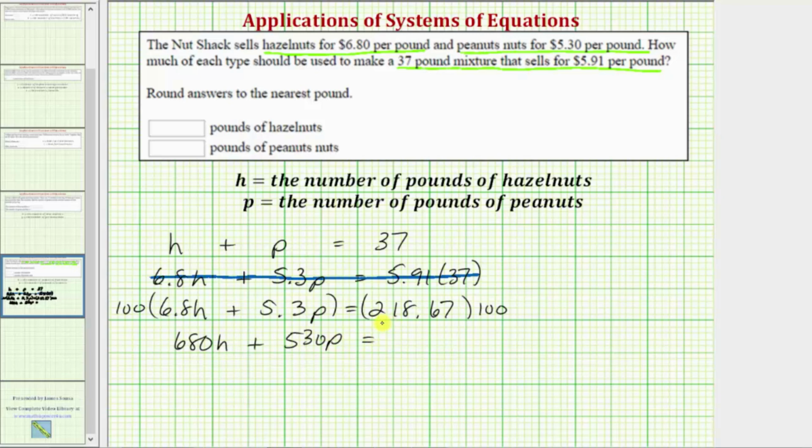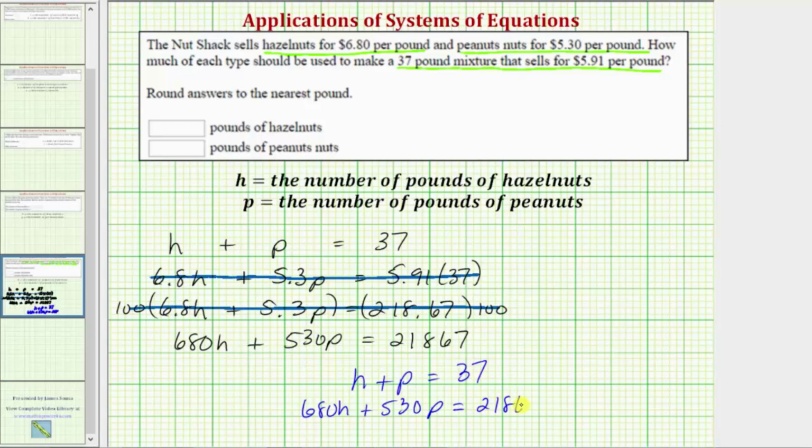On the right, 218.67 times 100 is 21,867. So now we'll go ahead and disregard this equation as well, and we'll solve the system of equations. h plus p equals 37, and 680h plus 530p equals 21,867. Let's go ahead and solve this system of equations on the next slide.